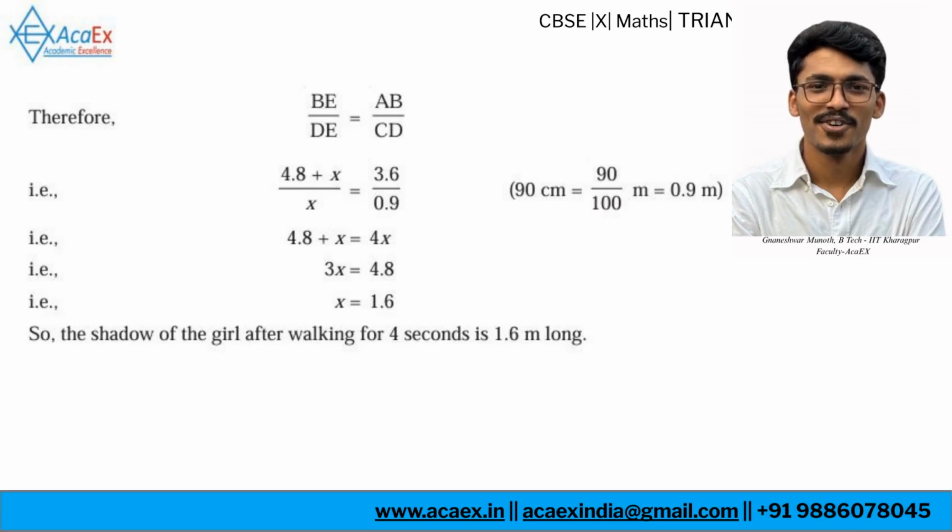Example 7. Calculation. Since the triangles ABE and CDE are similar, the ratio of their corresponding sides is equal. The ratio of BE to DE is equal to the ratio of AB to CD. Substituting the known values and converting 90 centimeters to 0.9 meters, we get (4.8 + x)/x = 3.6/0.9. This simplifies to 4.8 + x = 4x. Solving for x, we get 3x = 4.8, so x = 1.6 meters. The length of the girl's shadow after 4 seconds is 1.6 meters.